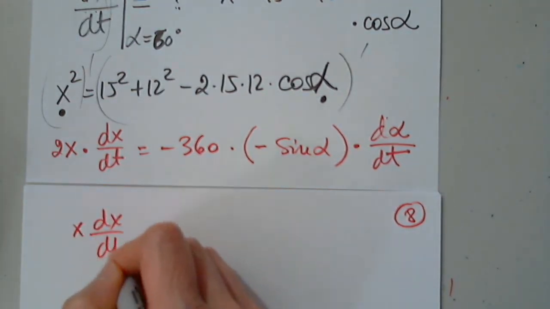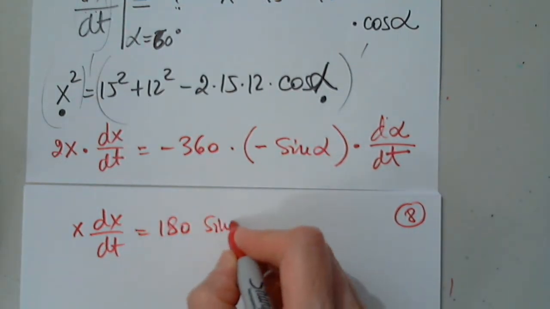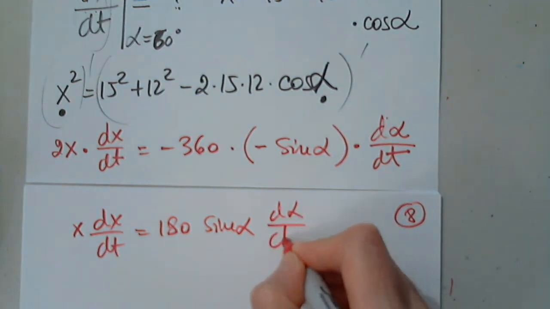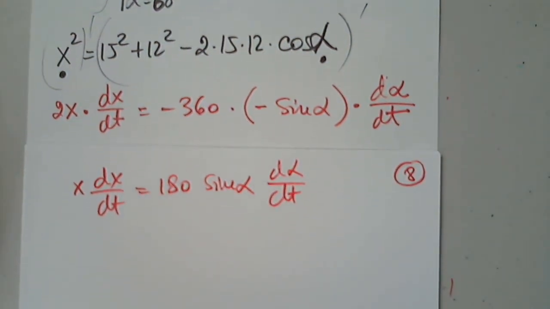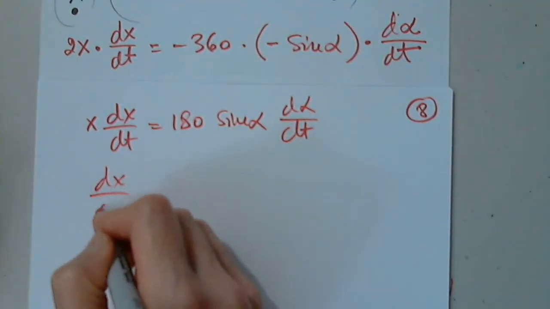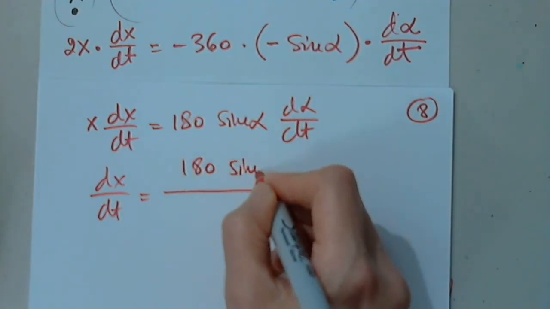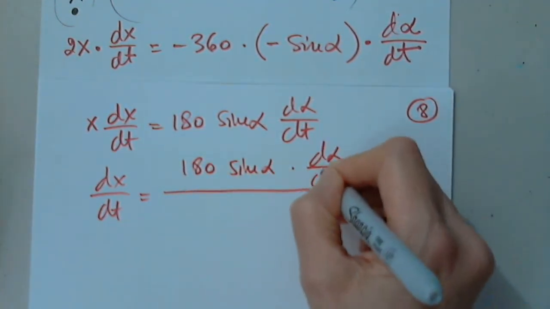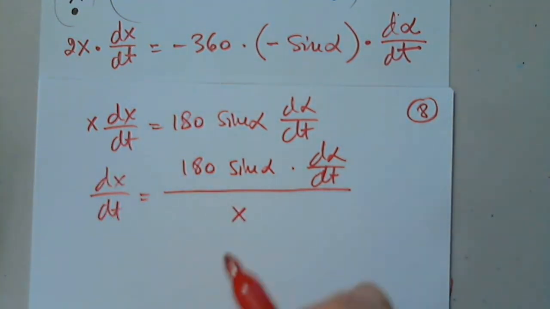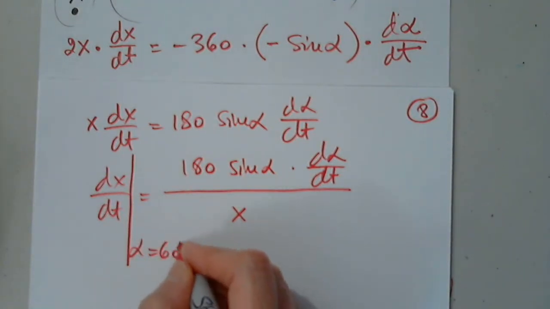x dx over dt. This is 180 now. Sine alpha d alpha over dt. Then the next step, I have dx over dt equals 180 sine alpha times d alpha over dt and divide by x. So now this is when alpha equals 60 degrees. Okay.